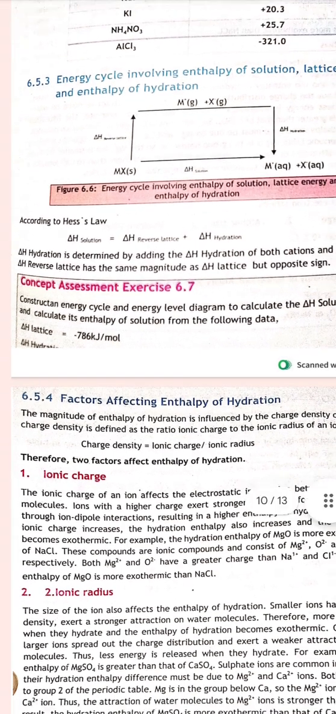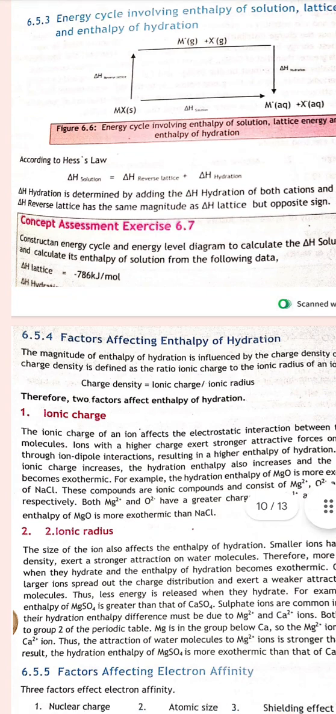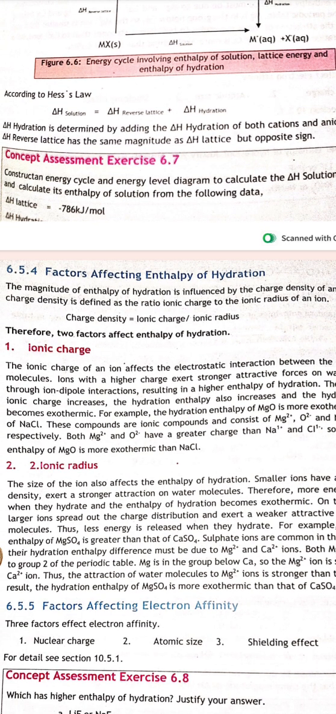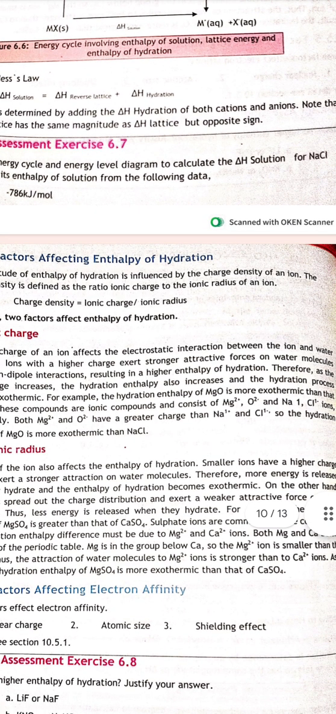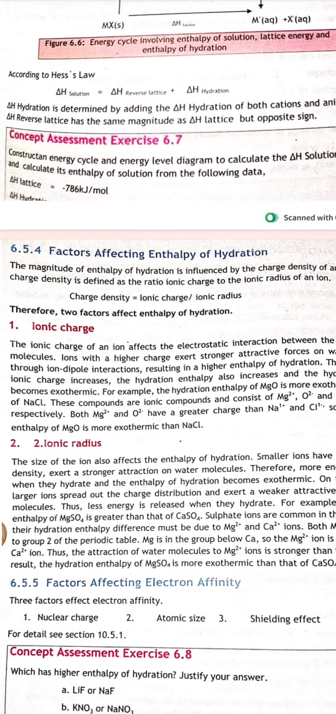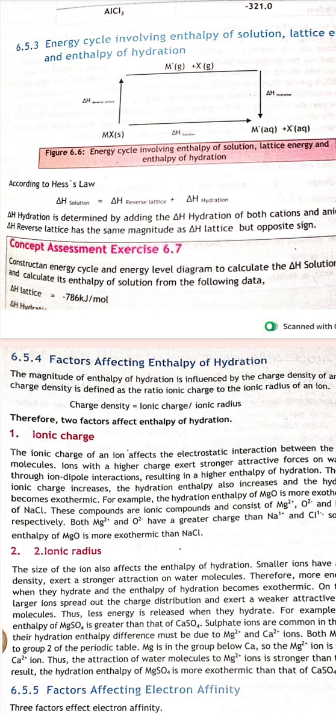So according to Hess's law, del H reverse lattice plus del H hydration. If it's del H lattice, then we have to subtract the del H of hydration. If it's reverse lattice, then we are adding the del H hydration to reverse lattice. Del H hydration is determined by adding the del H hydration of both cations and anions. Note that del H reverse lattice has the same magnitude as del H lattice, but it has the opposite sign.